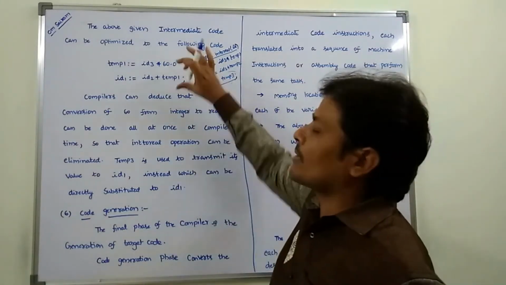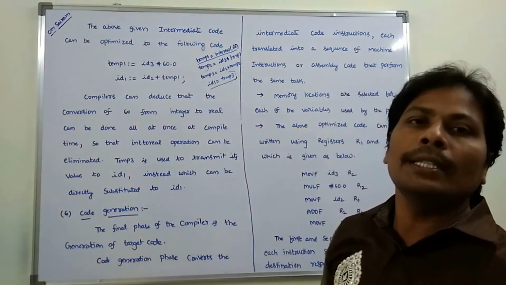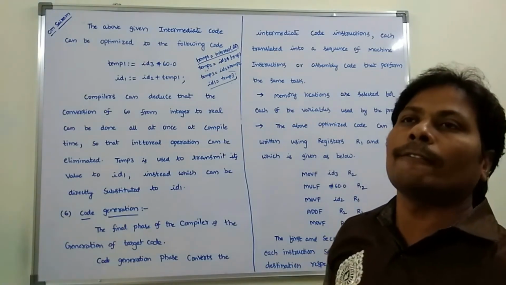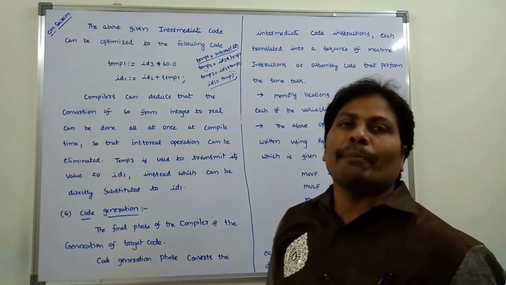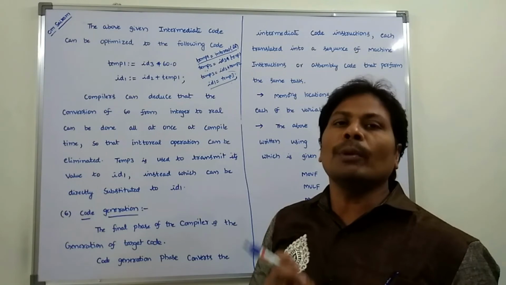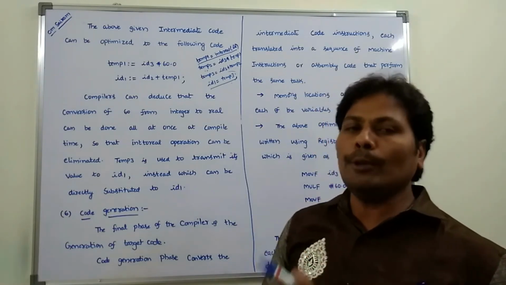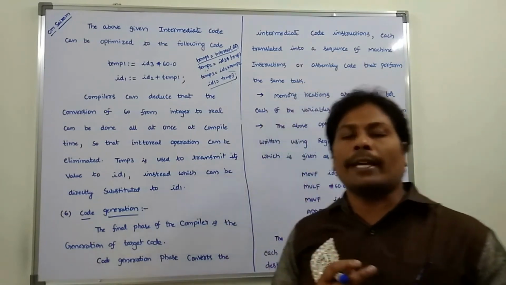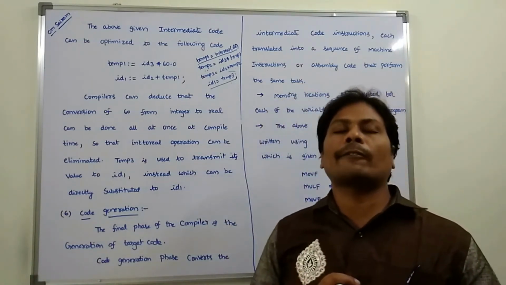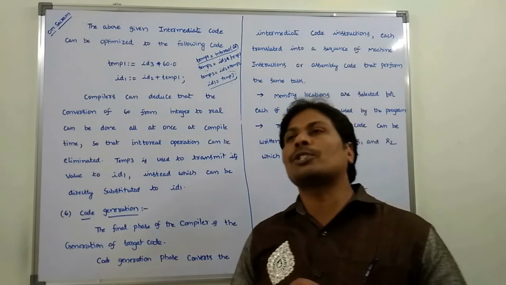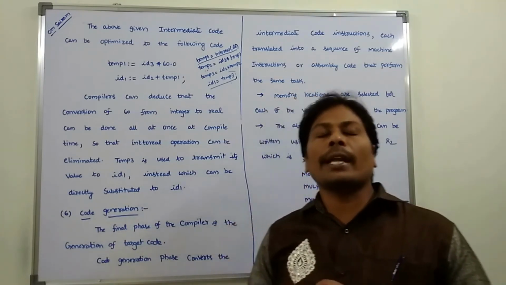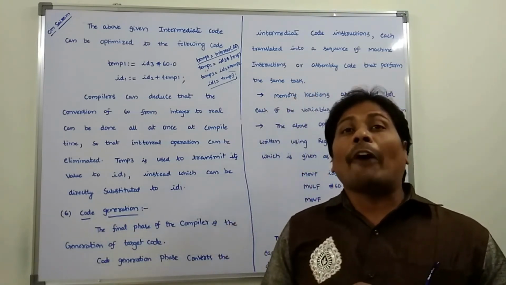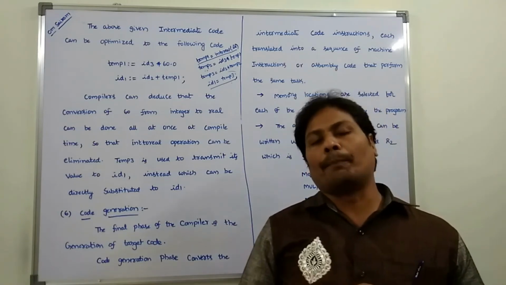Only 2 instructions are optimized code instructions for the given statement: position is equal to initial plus rate into 60. Okay. Next, go for the last phase, that is the 6th phase of the compiler, that is code generation. Code generation is the final phase of the compiler.